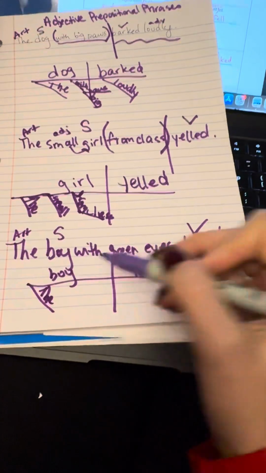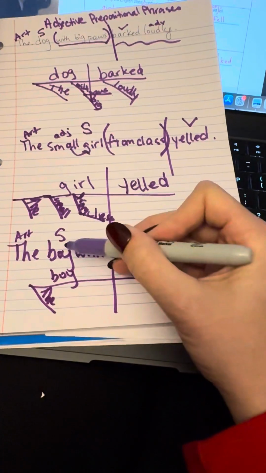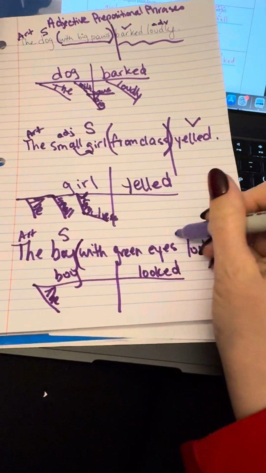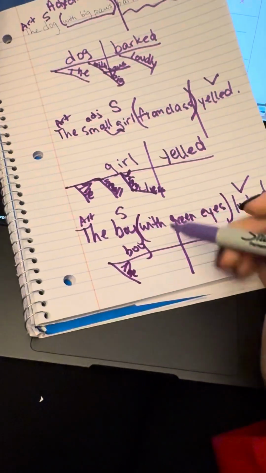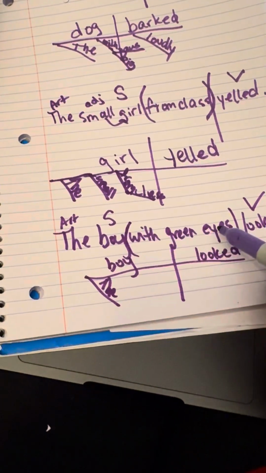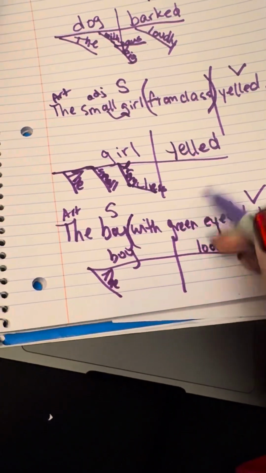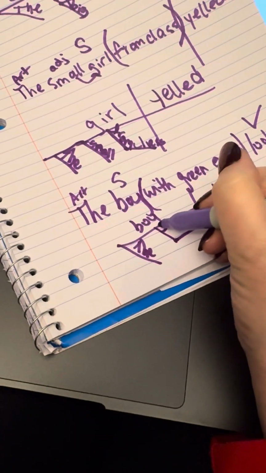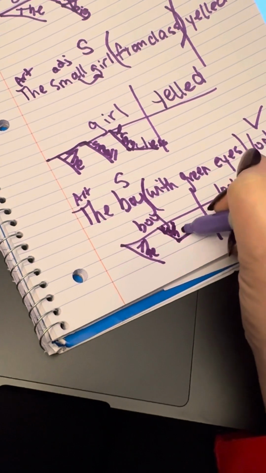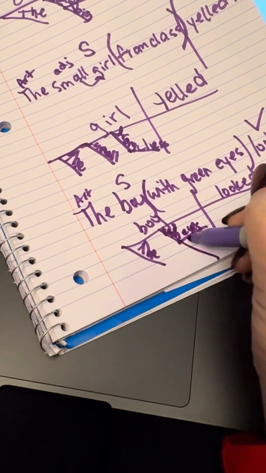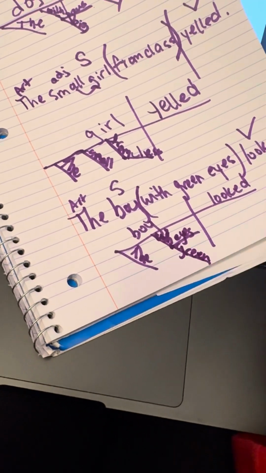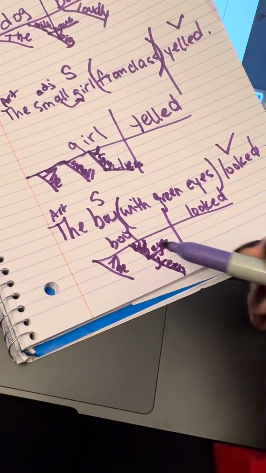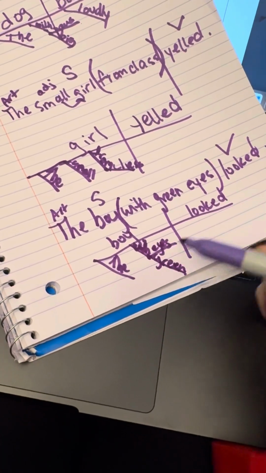The boy looked. So what is this? With green eyes. Prepositional phrase. With eyes. And then we'll put green underneath. So with eyes. Green. The boy with green eyes looked.